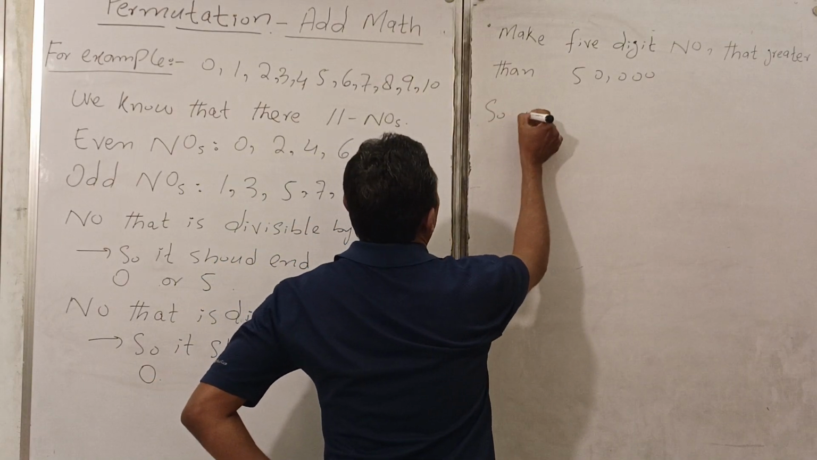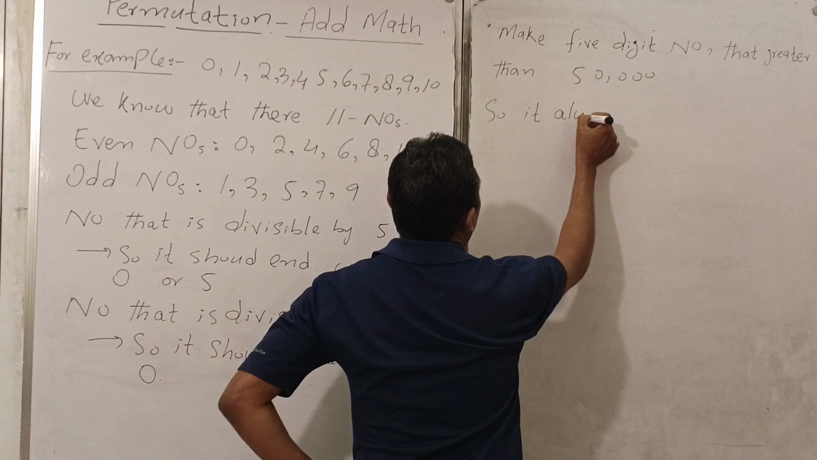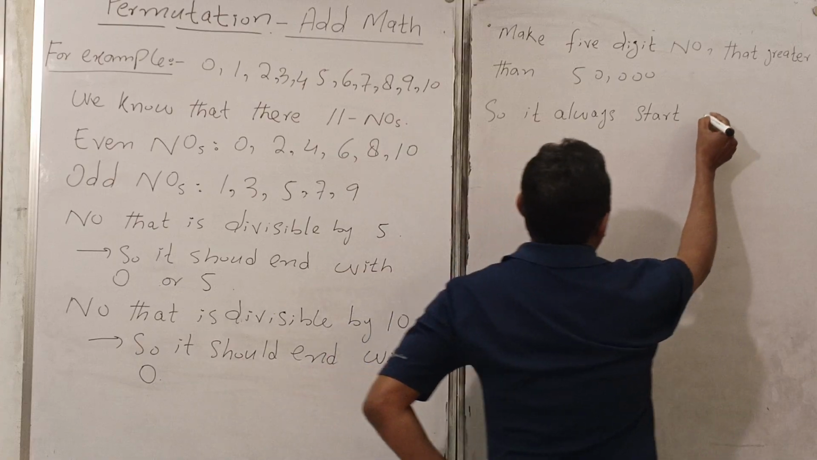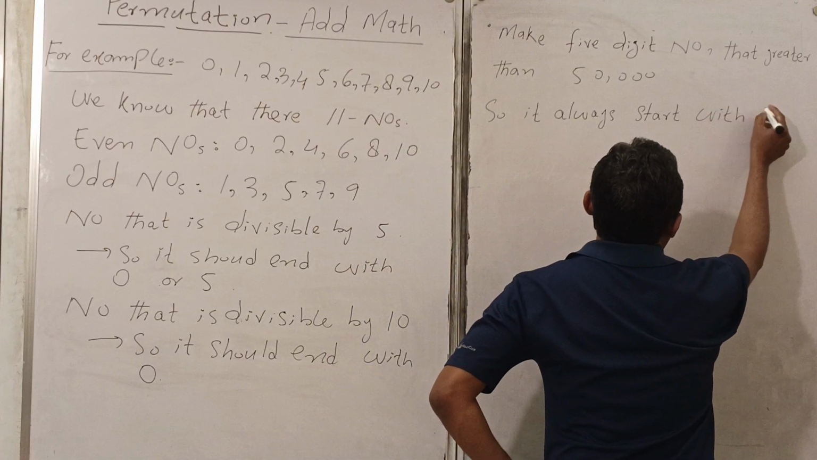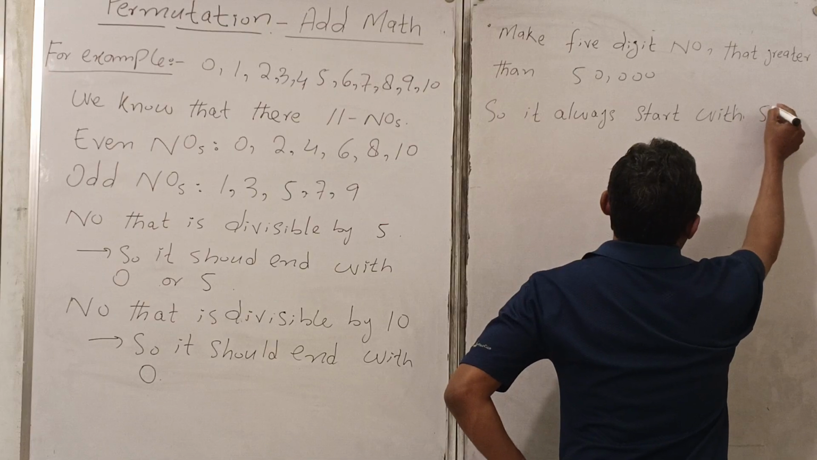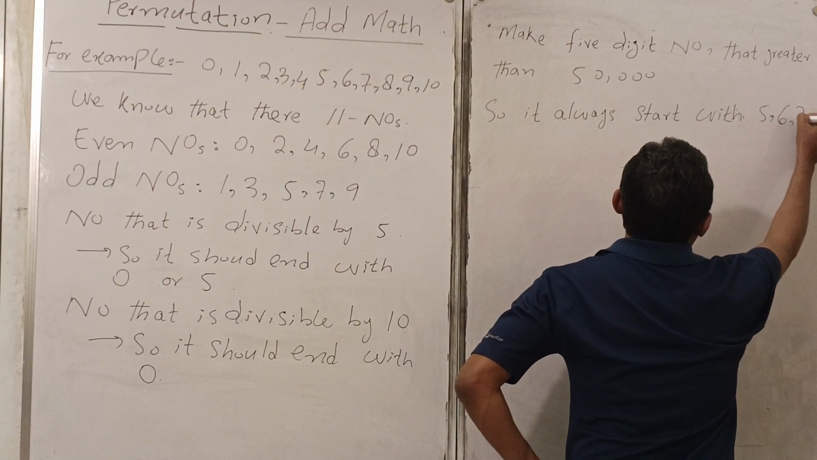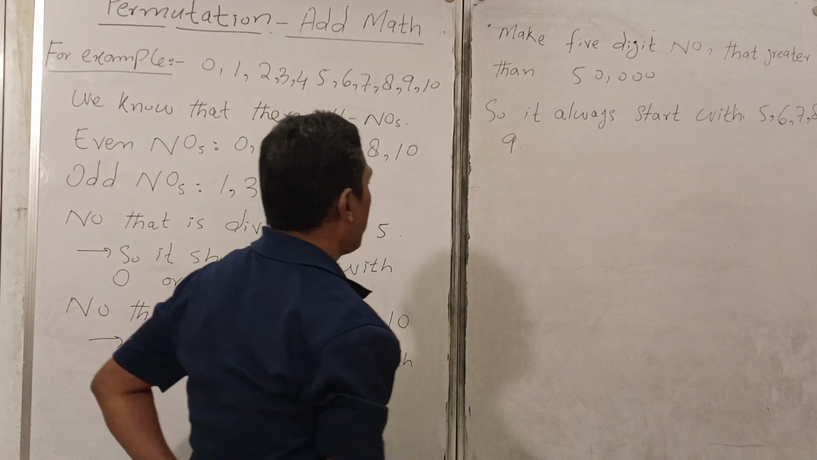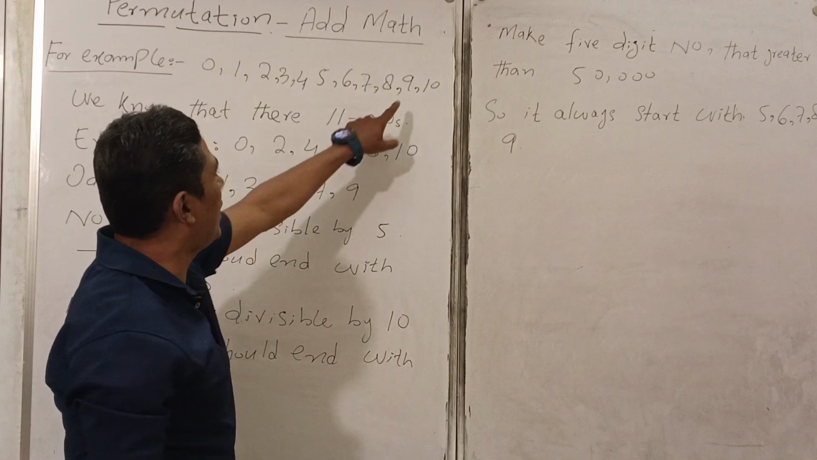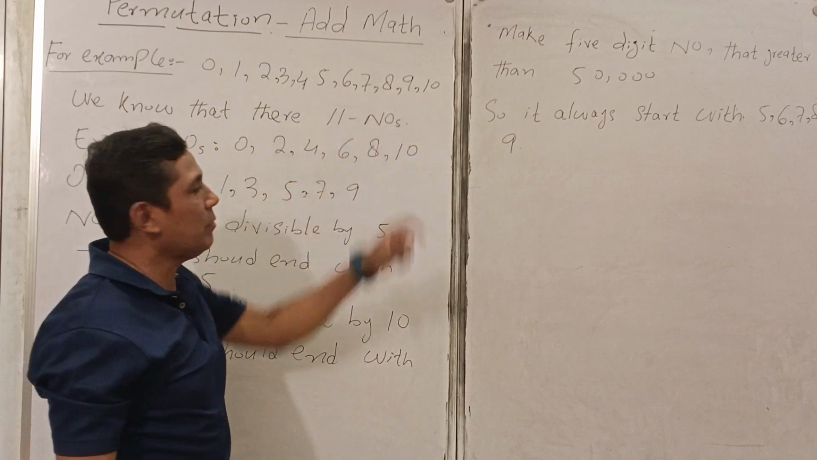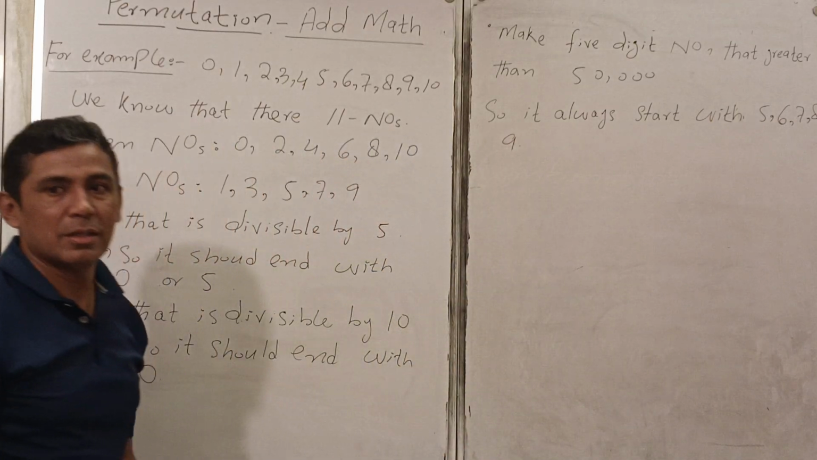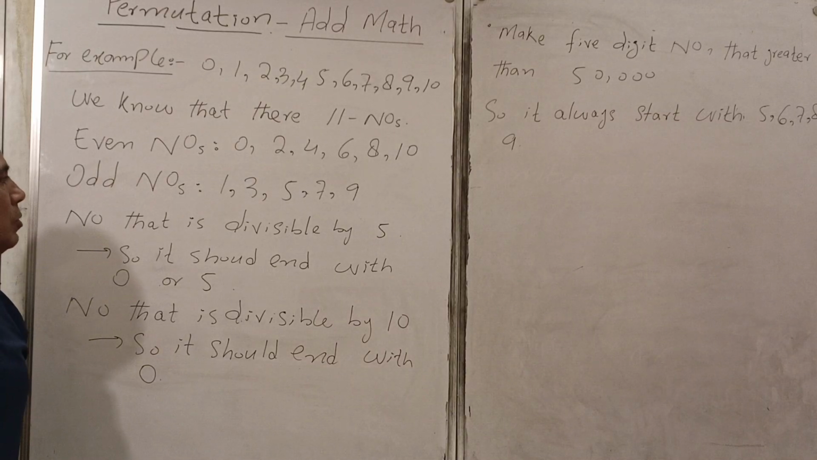So it always starts with what? 5, 6, 7, 8 and 9. And 10 as well? No, 10 is not a digit. 9 is the maximum, the largest digit. So 10 is not the largest; the largest digit is 9.